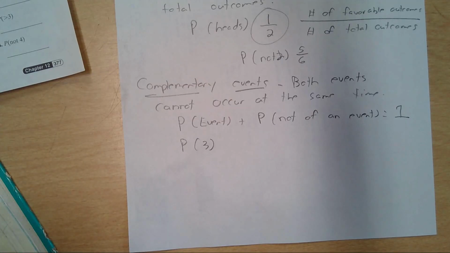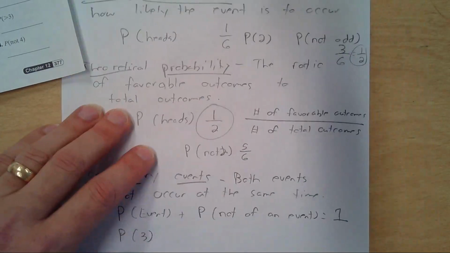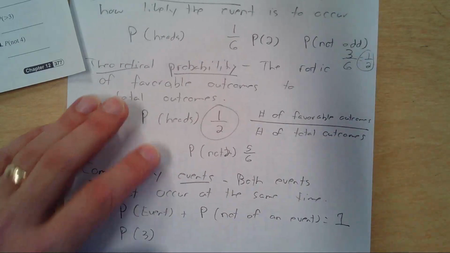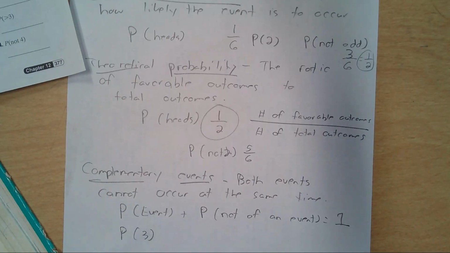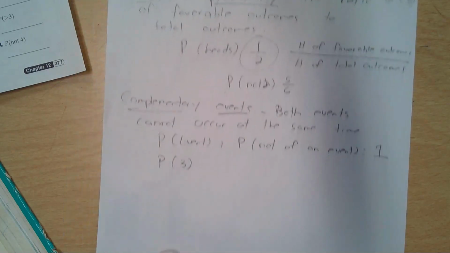Probability must have two numbers here. It's a ratio. Ratios always have two numbers. I'm comparing the number of favorable outcomes to the number of total outcomes.